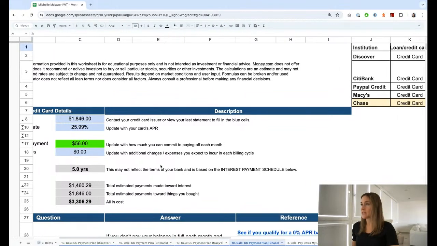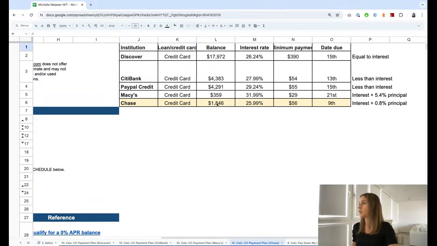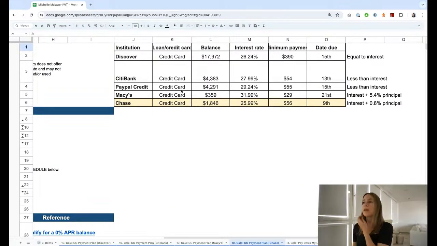Moving on to Chase. Chase had 1.8. Oh, by the way, I put PayPal and Citibank credit cards under the same Citibank tab because it's essentially the same profile. So the logic for the 54 is the same as the logic for the 55, and the balances are almost equivalent. So I just created one tab for that.